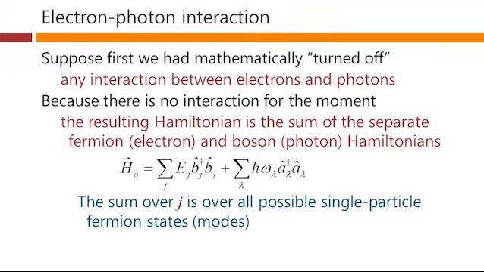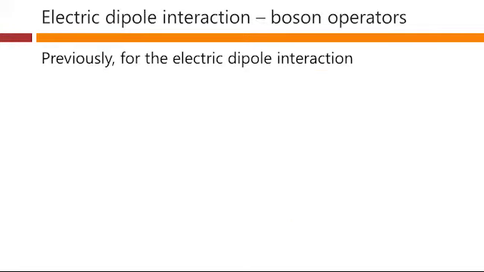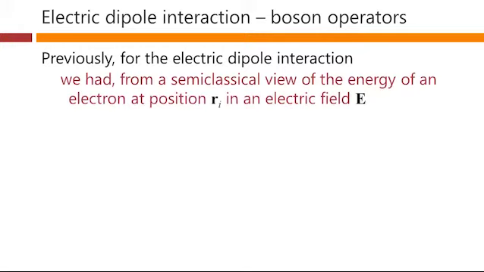This sum here, then, is over all the possible single particle fermion states, which we could also call fermion modes. And this sum λ here is over all possible photon modes. Previously, for the electric dipole interaction, we had, from a semi-classical view of the energy of an electron at position R_i in an electric field E, this kind of Hamiltonian for the perturbation from this electric dipole interaction.